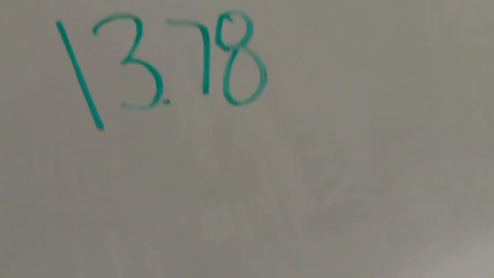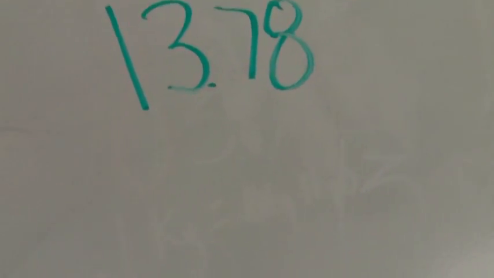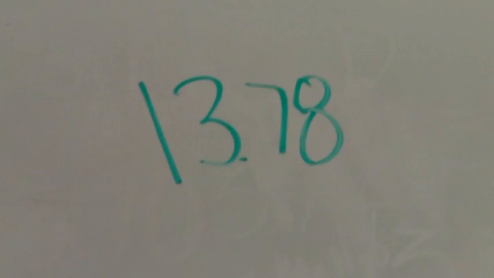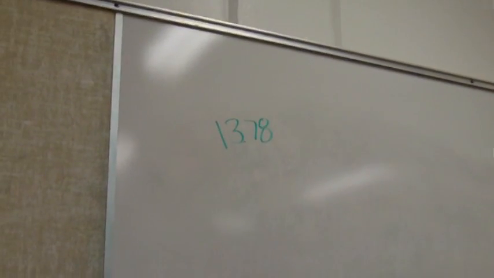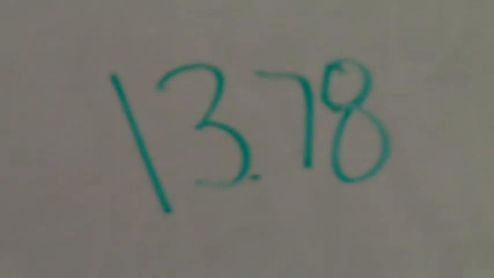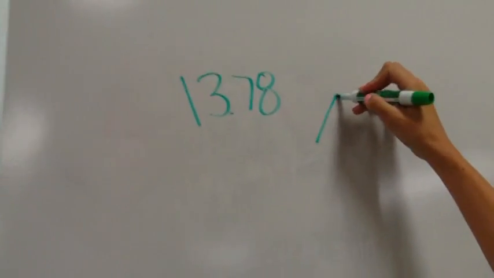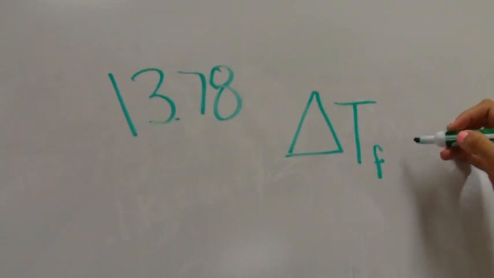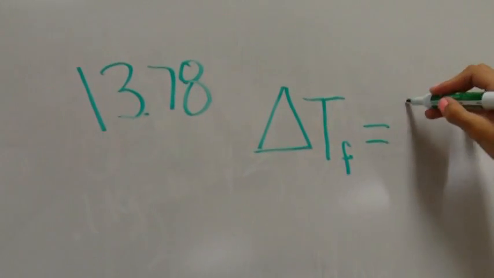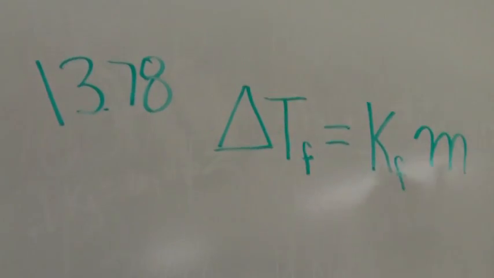Okay, this is number 13.78. It says, what is the expected freezing point of a 0.2 molal solution of calcium chloride when we're assuming complete dissociation? So, in this, we're trying to find the expected freezing point. So we're going to use the freezing point depression equation we've been using. So that's our change in temperature equals our freezing point depression constant times molality.